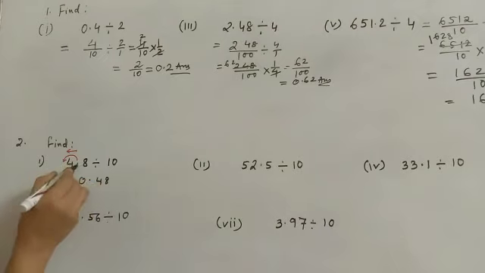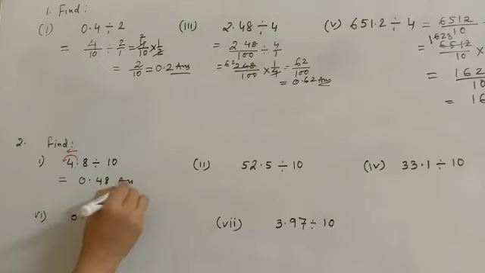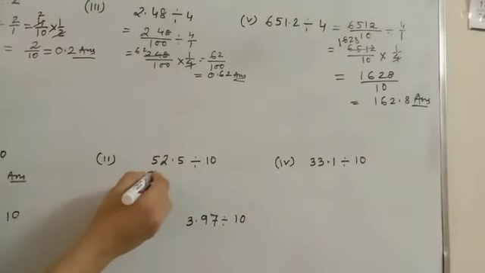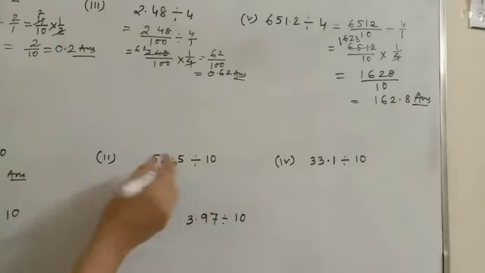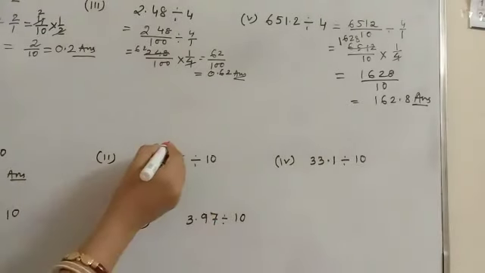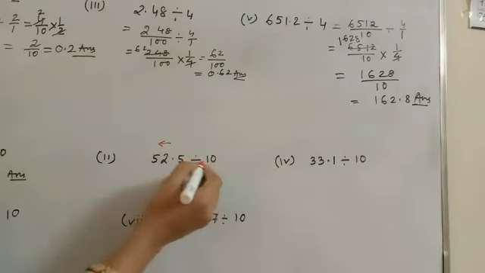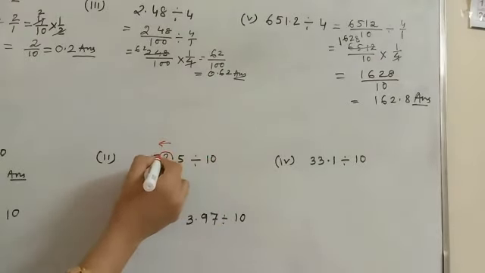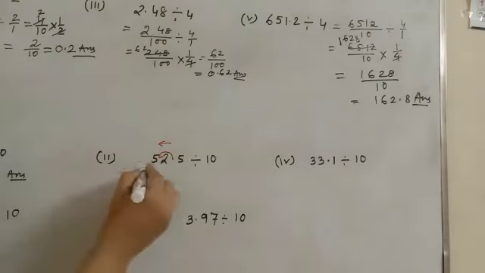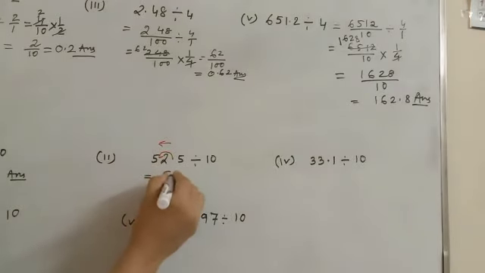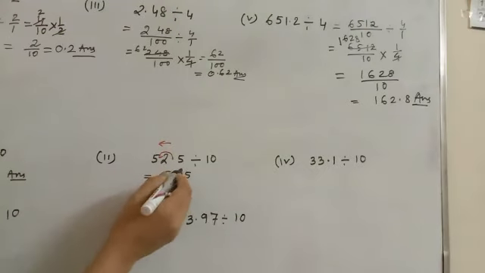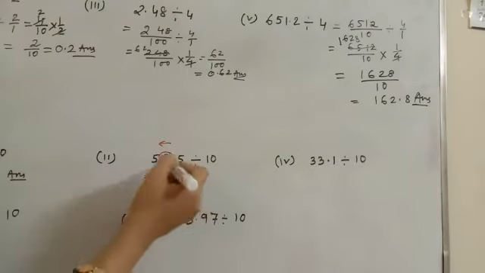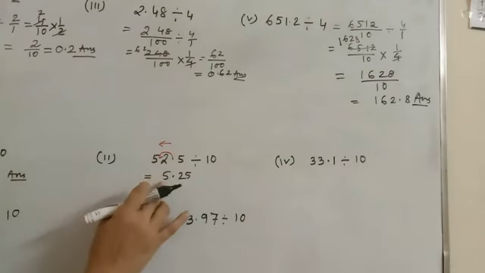So the result will be 0.48, as the decimal point is placed before 4. Okay, now come to the next question, question number 52.5 divided by 10. In the same way the decimal point will move, and how many places? 1 place. So the point will come here only. So the result will be 5.25. It was 52.5 before. Now as you are dividing it, it will become less. Now 52 becomes 5.